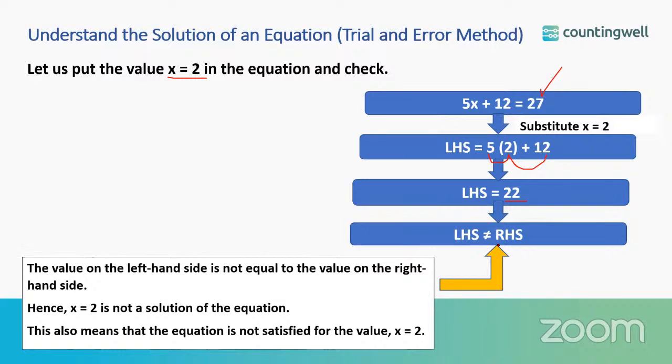As 22 is not equal to 27, that is, LHS is not equal to RHS. The value on the left hand side is not equal to the value on the right hand side. Hence, x equal to 2 is not the solution of the equation. That means the equation is not satisfied for the value of x equal to 2.